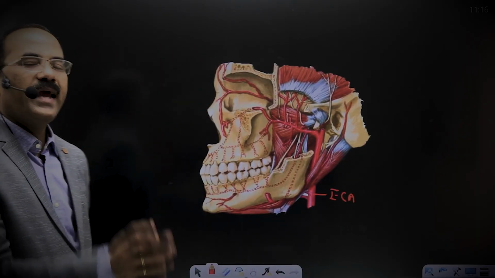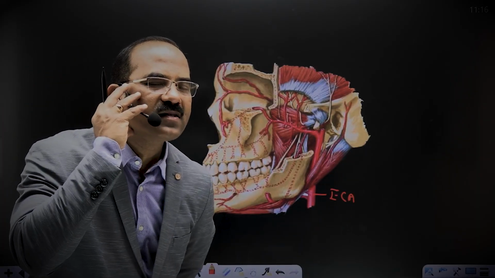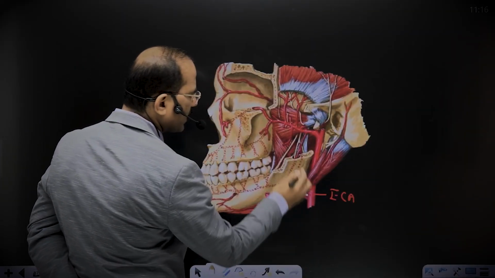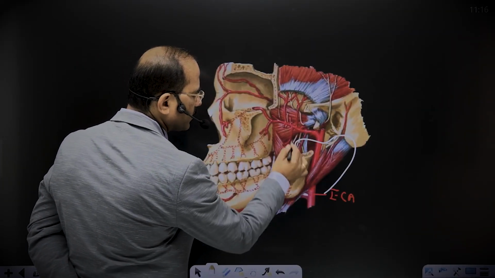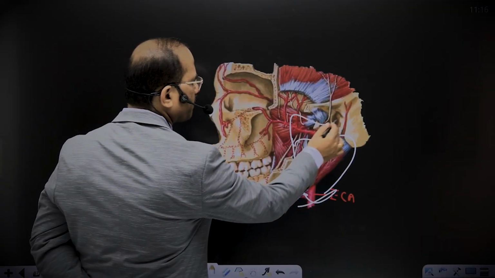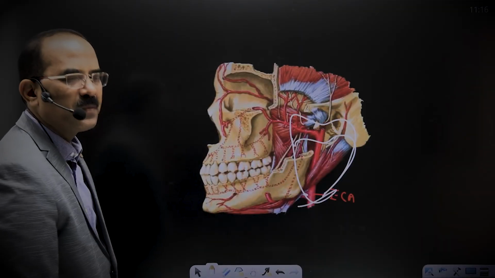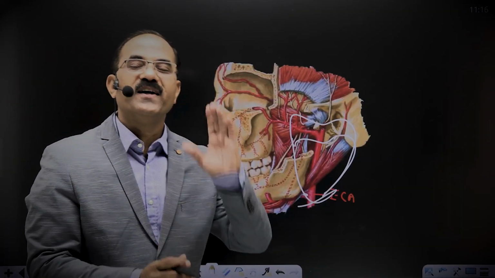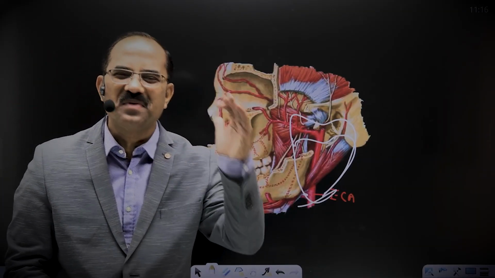Perfect. External carotid artery enters a gland here. There's a gland which lies exactly like this here. What's that gland? The parotid gland. And in this parotid gland, the external carotid artery divides into two terminal branches.